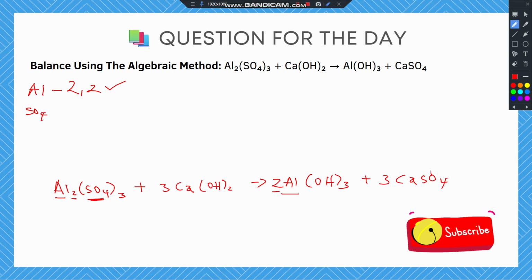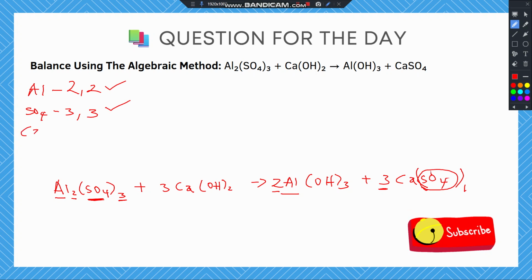The next unit we have is the polyatomic ion SO₄. SO₄, you can see over here, has a subscript of 3. In other words, it appears 3 times on the left hand side. On the right hand side, you can see SO₄ over here. There is no subscript attached to it. In other words, its subscript is 1 and a coefficient of 3 is attached to the compound that carries it. So that tells us that it appears 3 times as well. So SO₄ is balanced on the right and on the left as well.